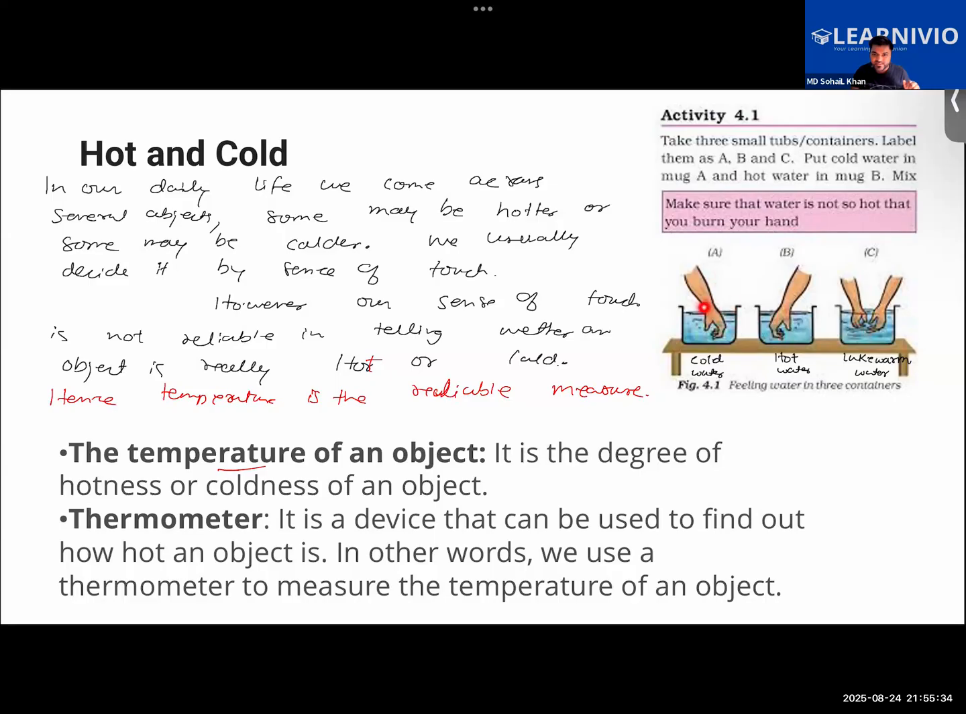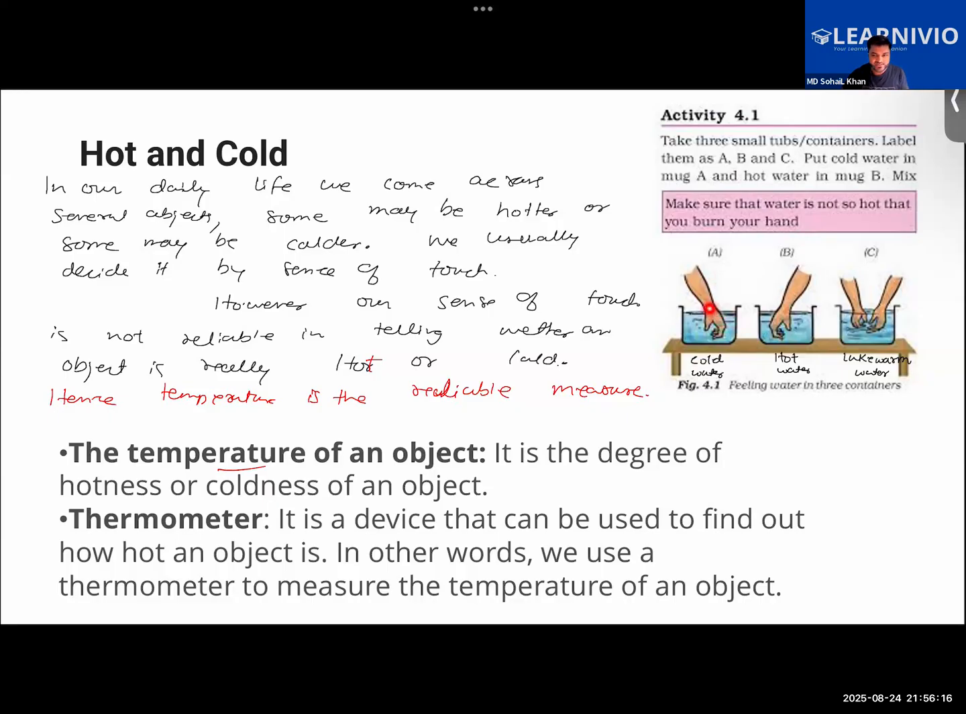So then, what will happen? The hand which you dipped here, let's call it hand A, is going to feel warm, and hand B, which you dipped earlier in the hot water, will now feel cold. So your sense of temperature is deceiving you. Because it's a change from cold to warm, you feel warm, and from hot to less hot, you feel cold. Basically the second hand goes from hot to cold.